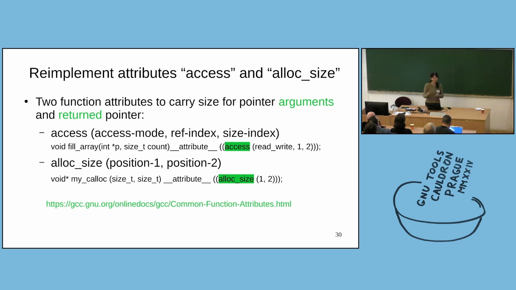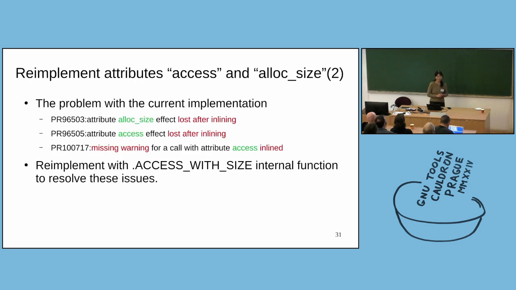The next item will be to re-implement the attributes access and alloc_size. If you want more information, see the documentation for these two attributes. These two attributes carry size information for a pointer as an argument or a pointer as a returned value. The access attribute represents the size information for the pointer argument, and the alloc_size attribute carries the size information for the returned value from a function. Currently they are already available in GCC, but they have some problems. You can see this PR: the attribute information is lost after IPA optimization, after inlining.